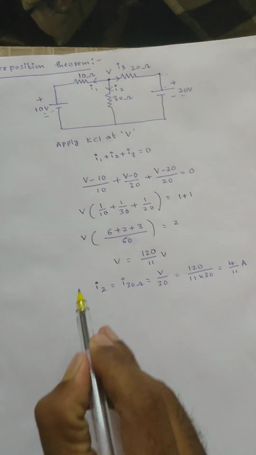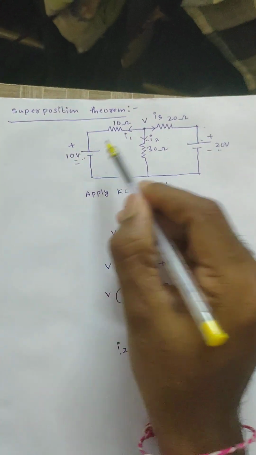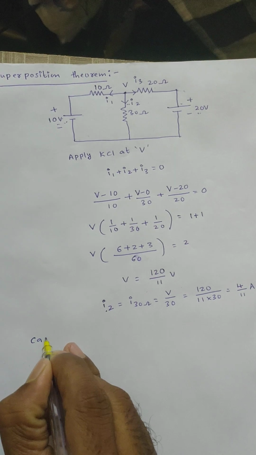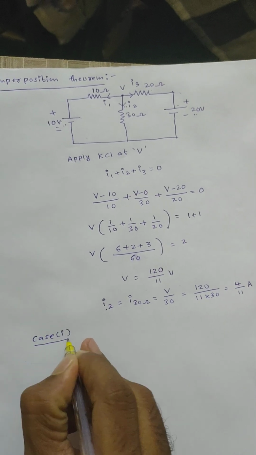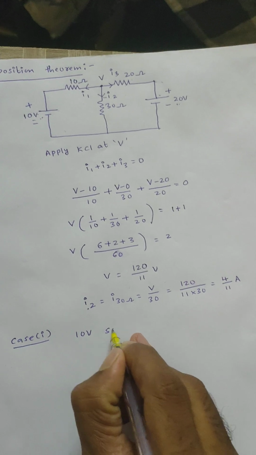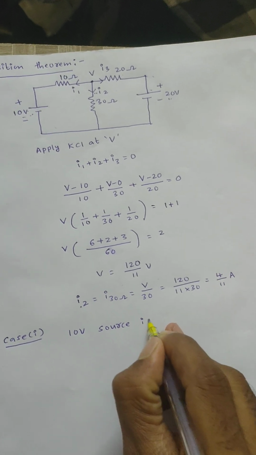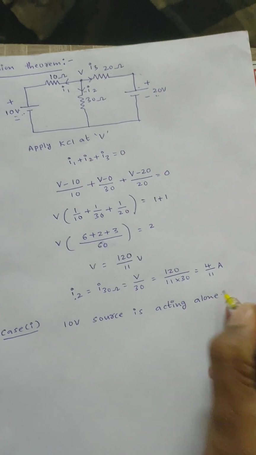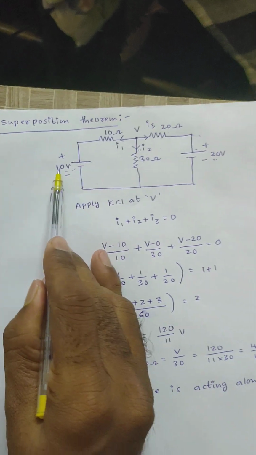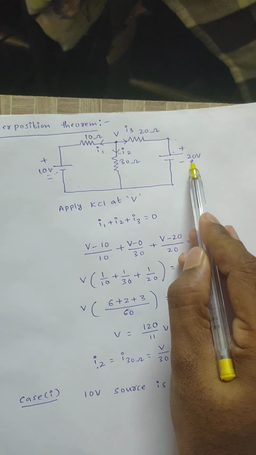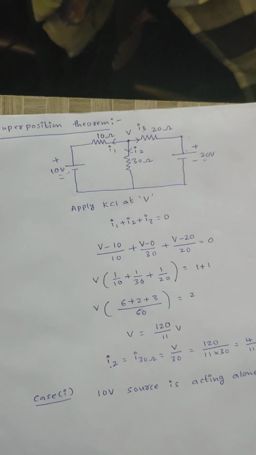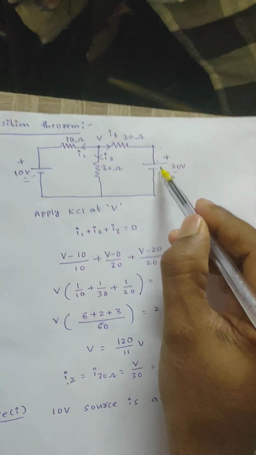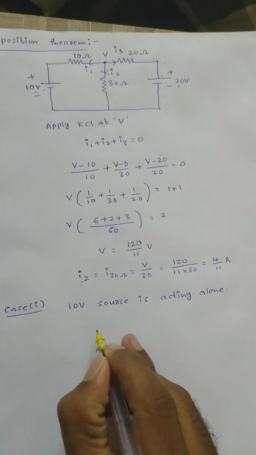After that, this current is equal to the algebraic sum of all currents when we consider each source separately. By using the superposition theorem, first case: the 10 volt source is acting alone. Now see here, the 10 volt source is acting alone, then the other source is a voltage source, right? If the other source is a voltage source, it should be replaced by a short circuit. If the other source is a current source, it should be replaced by an open circuit. Here we have a voltage source, right? Then it should be replaced by a short circuit.